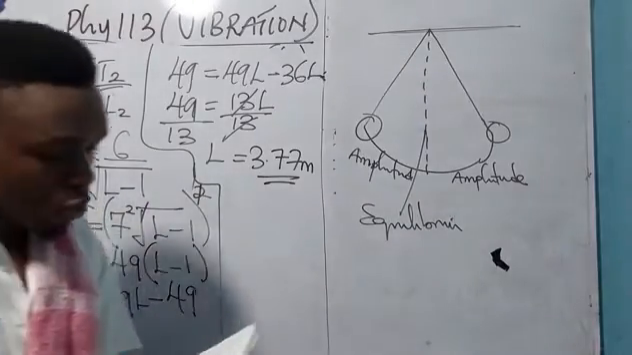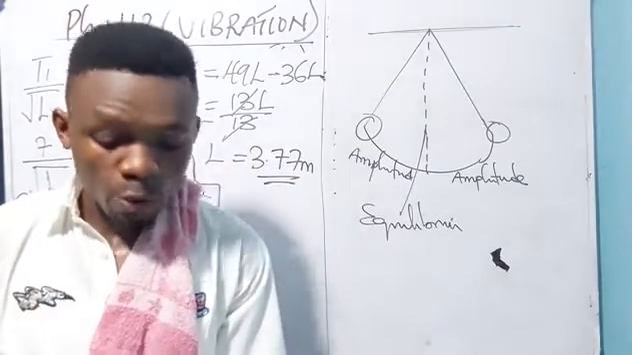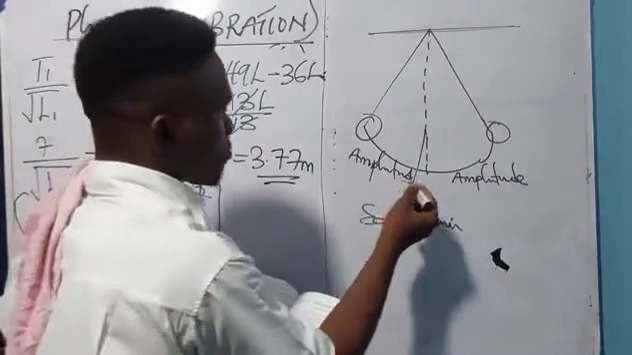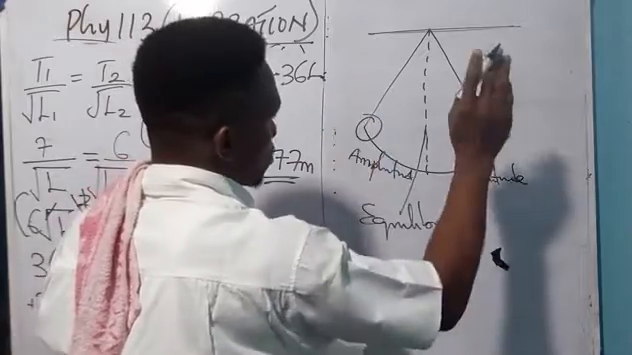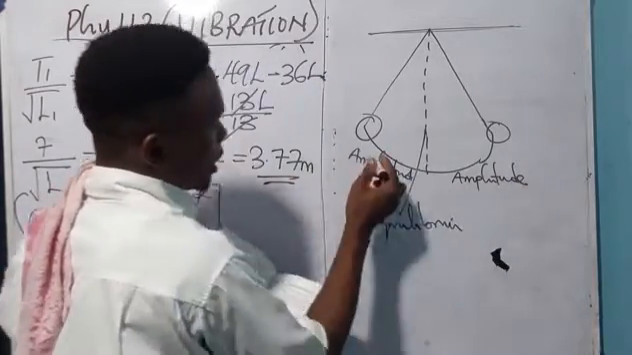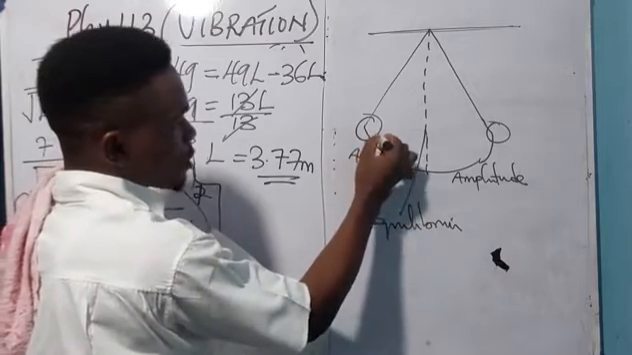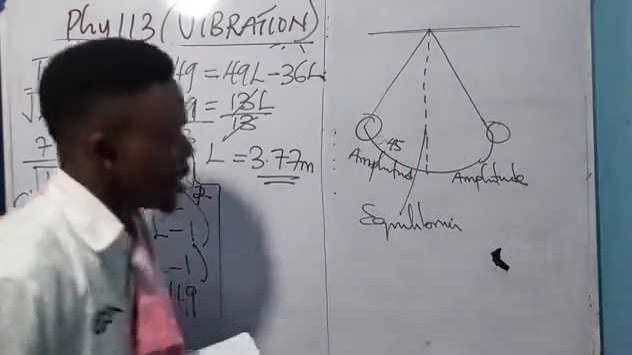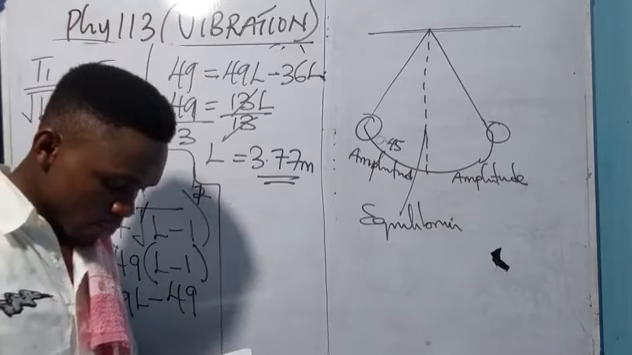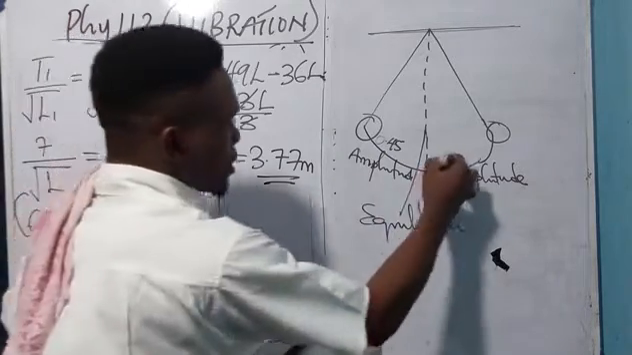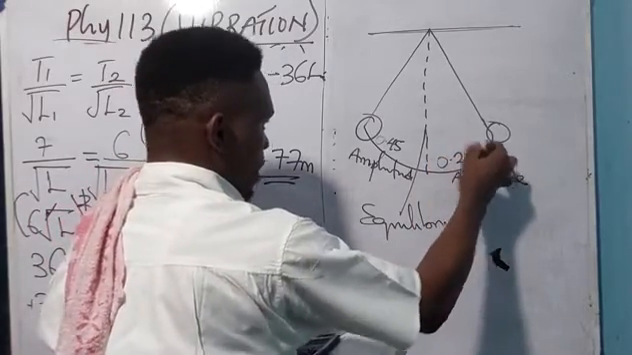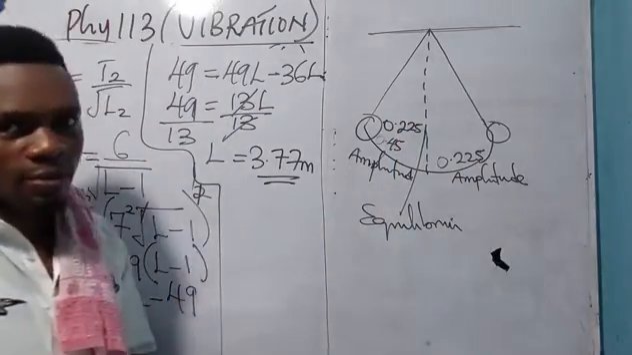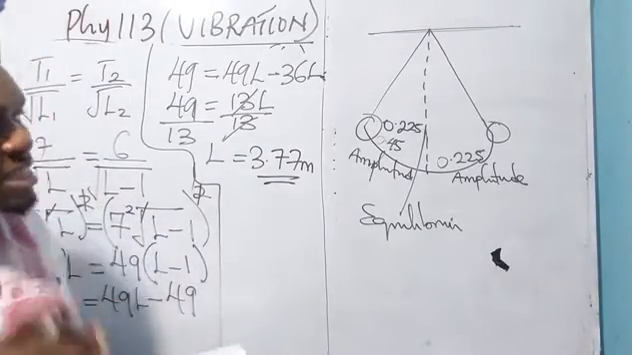Now they gave us the distance to be 0.42. Since it moves back and forth, it means half. Here it means you have half of 0.45, so we'll say 0.45 divided by 2, which means that here is 0.225 and here is 0.225. Let's add it together. You are going to be having 0.5. So the amplitude is simply the distance given, divided by 2.